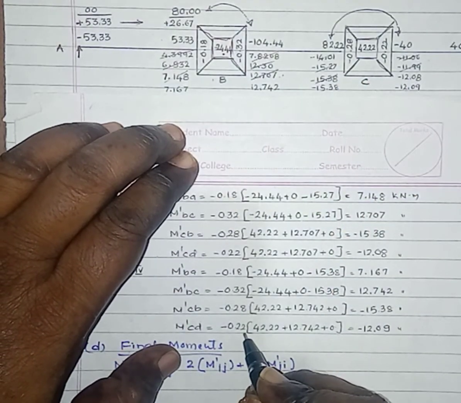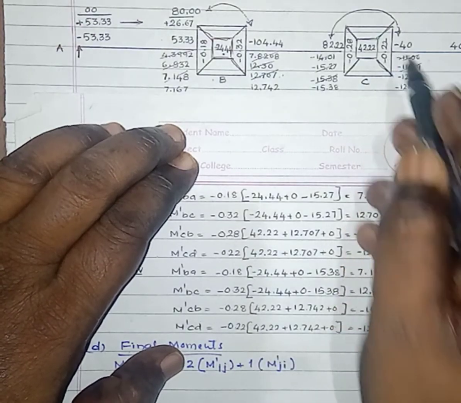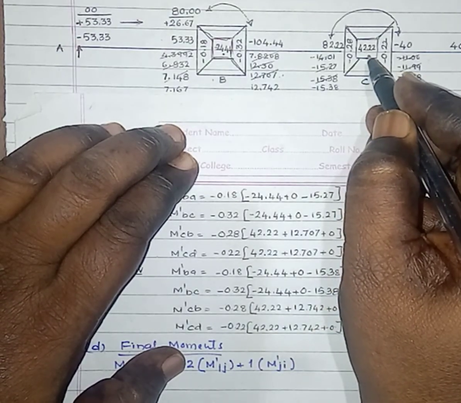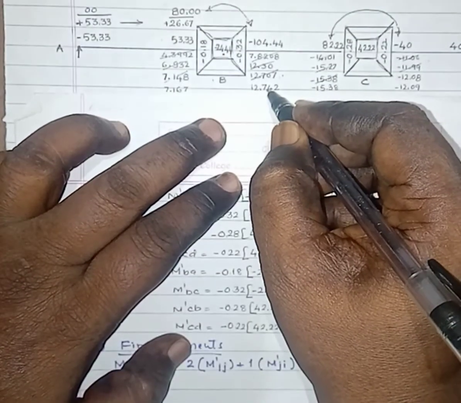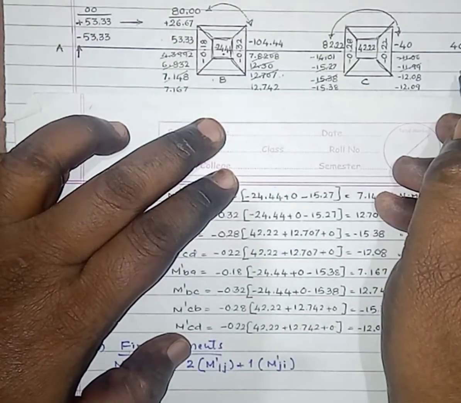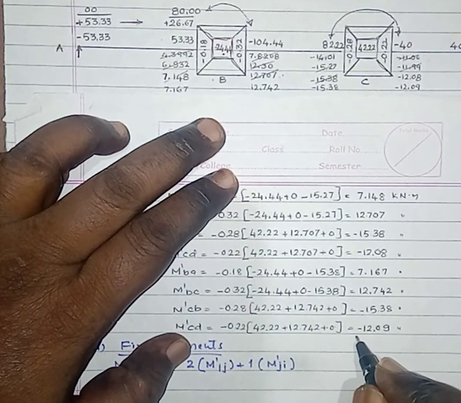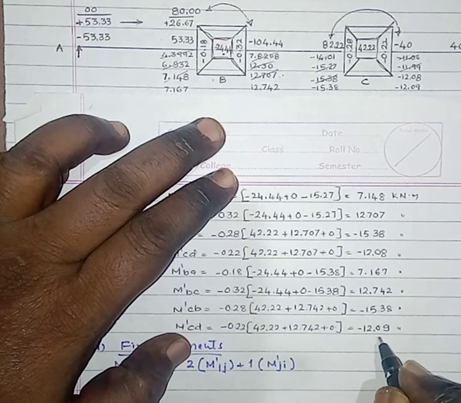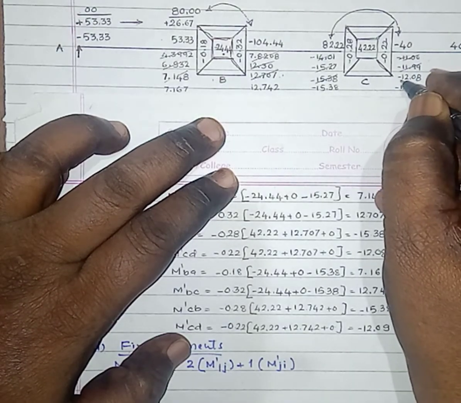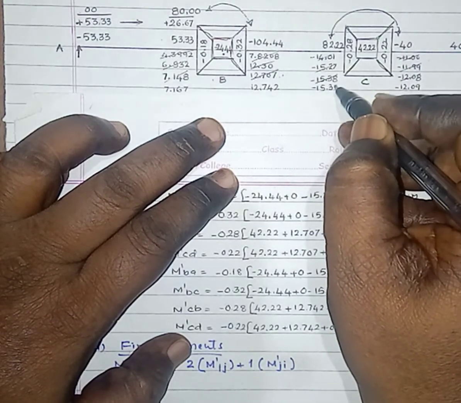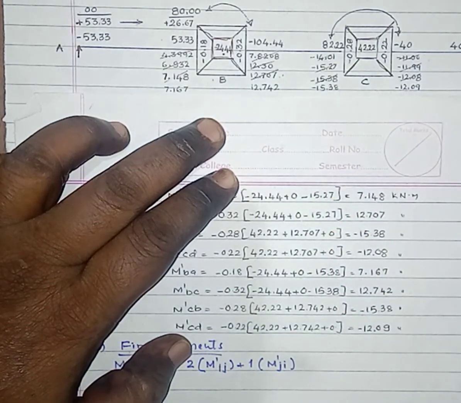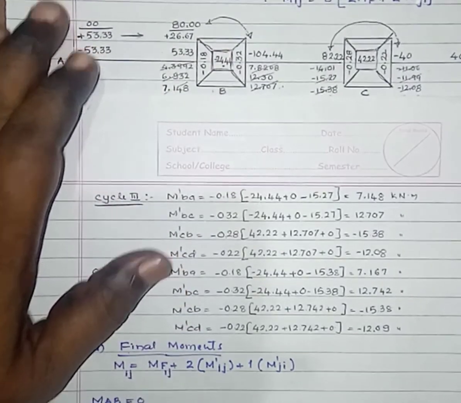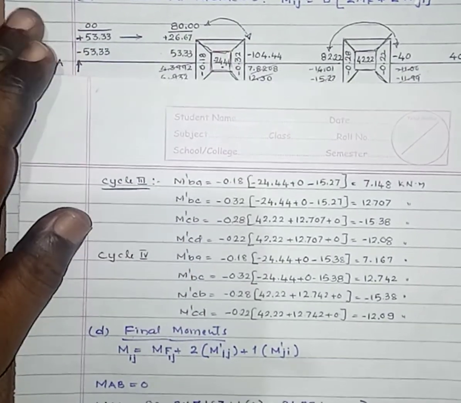Then m dash CD, the rotational factor is minus 0.22, sum of the fixed end moment is 42.22, plus far end contribution from B, that is 12.742, from D, that is 0. Therefore after simplification you will get the value of minus 12.09. Here by observing these values, these two values are equal, and these two values are also nearly equal. Hence we can stop the iterations. Then we have to calculate the final moments.